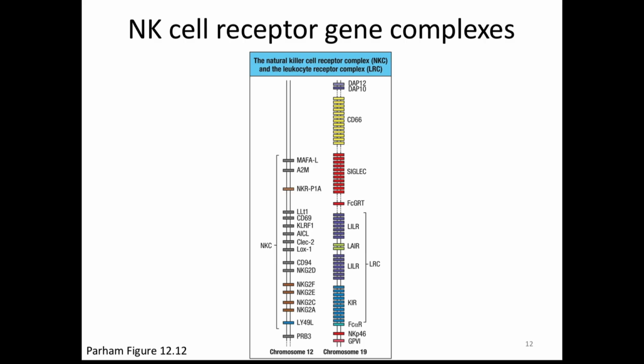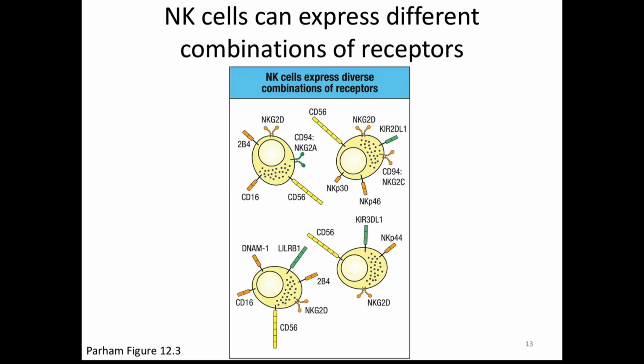We understand way less about what is going on there. But it does seem like there's a lot of variability from person to person. And we have lots of these NK receptor genes in each individual. And each NK cell is able to express a combination of different receptors. So you can see some NK cells here, and instead of being like a T cell that has one T cell receptor, the NK cells have many different NK receptors, some activating, some inhibitory, just a whole bunch of different things here.